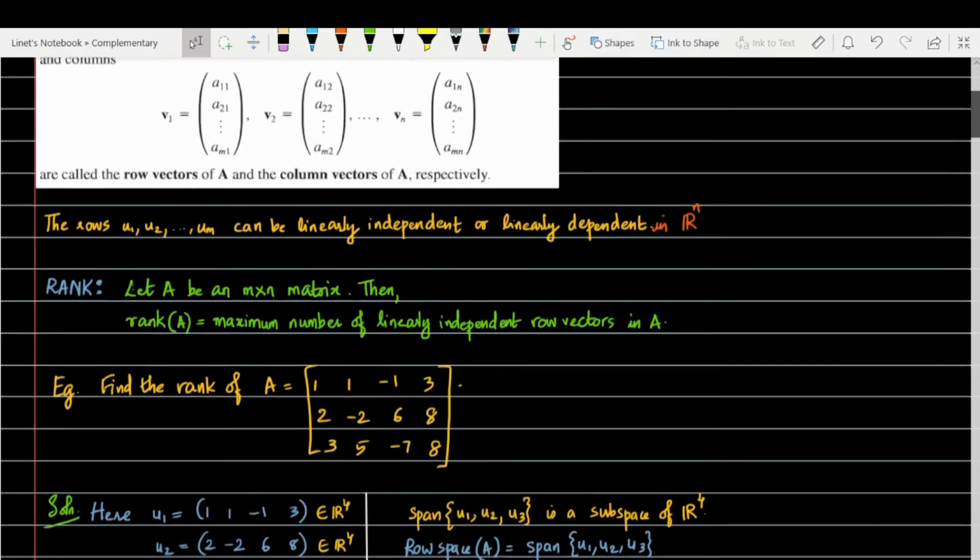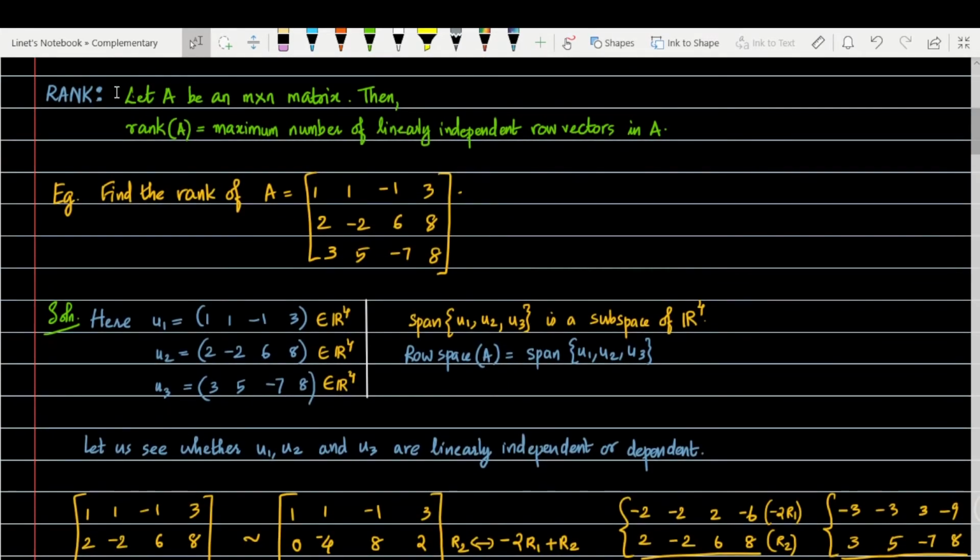Now let's discuss what the rank of a matrix is. The rank of a matrix A, which has the order m by n, is equal to the maximum number of linearly independent row vectors inside A. To read it once again, if A is a matrix of order m by n, the rank of A is equal to the maximum number of linearly independent row vectors in A.